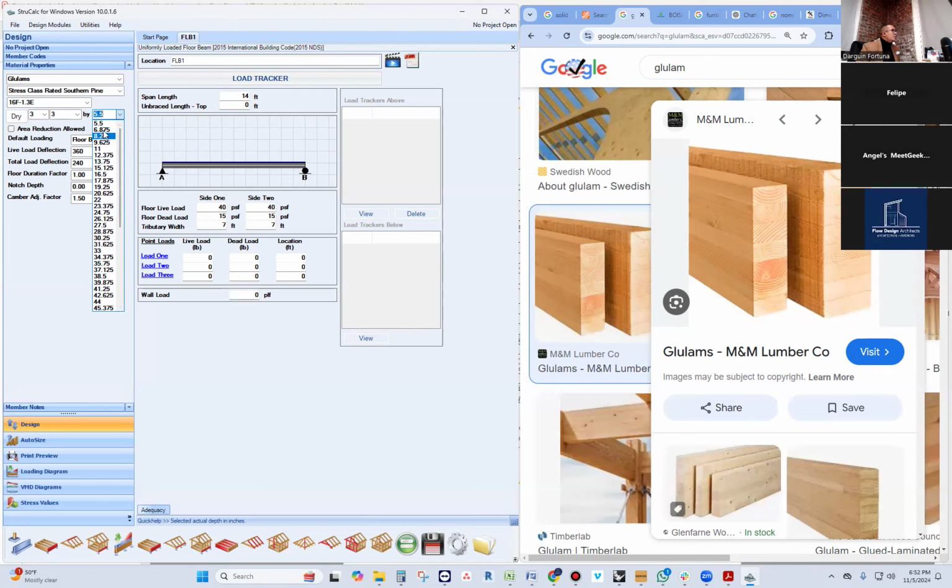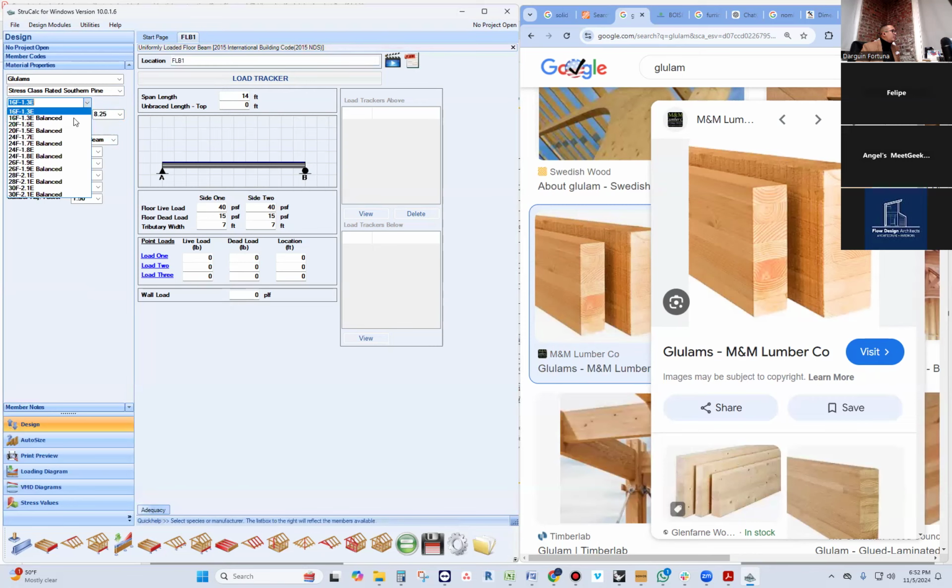So that's it. You know what? We'll use the 8 1/4 one. So 3 of them. This is the grade. We'll use, I don't know, one of the high grades. So three of them stacked together. 1, 2, and 3 of them stacked together.